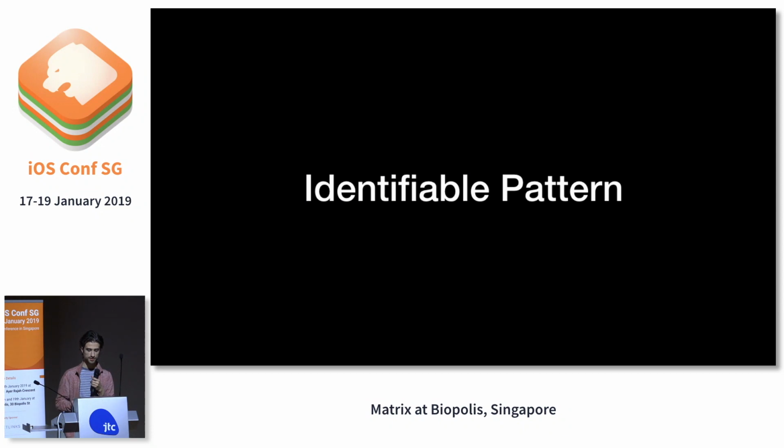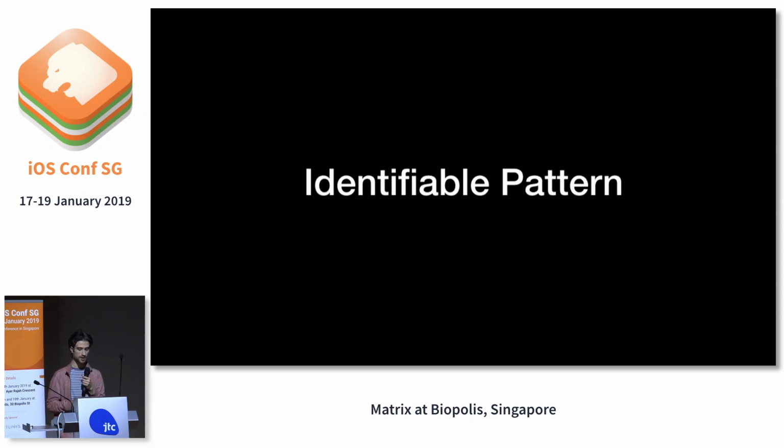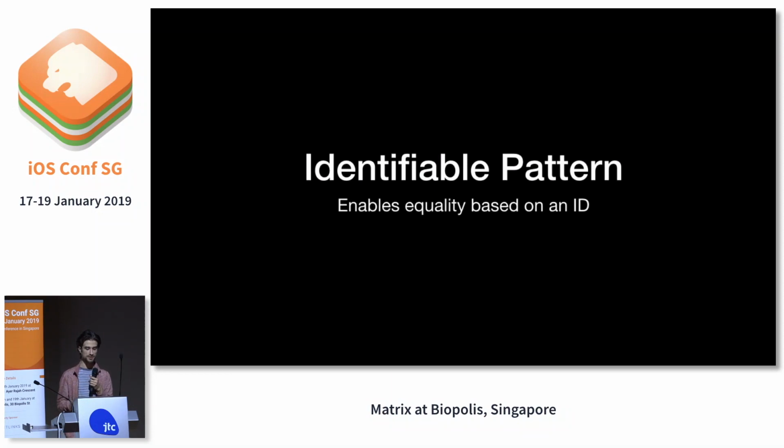So let's look at a second pattern. It's something called the Identifiable pattern. Basically, the idea with this pattern is to enable equality based on an ID. It's useful when you have a server or a database where you want to be able to say if those two objects have the same ID, then they are equal regardless of whatever their values can be. The ID is the only source of truth for equality.